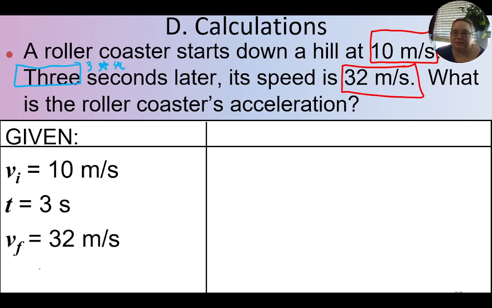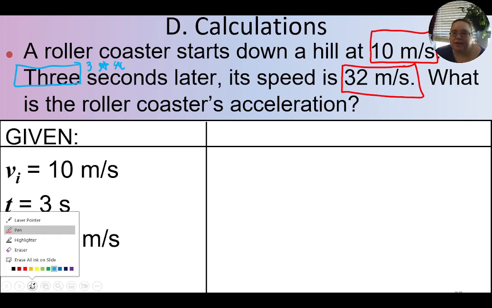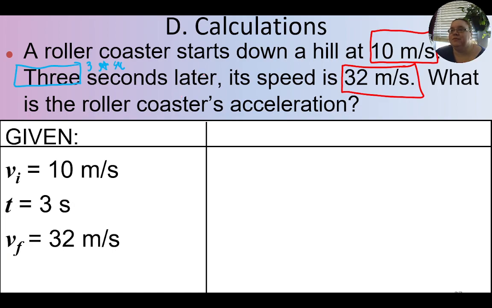And yes, they're labeled on my PowerPoint, but let's see how Miss Raines determined whether it was my initial or my final. So these two words will let me know. Starts. It's telling me that it starts at 10 meters per second. So that is a dead indicator that we're looking at that to be my initial velocity. The word later lets me know that the other answer is my final velocity. So this problem is asking us to solve for acceleration.